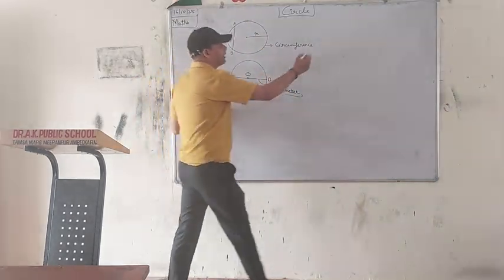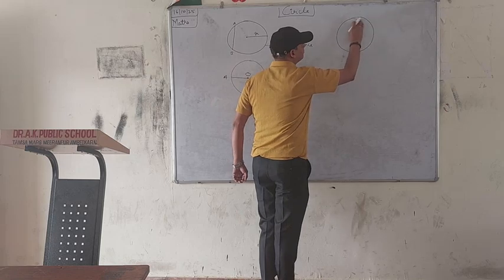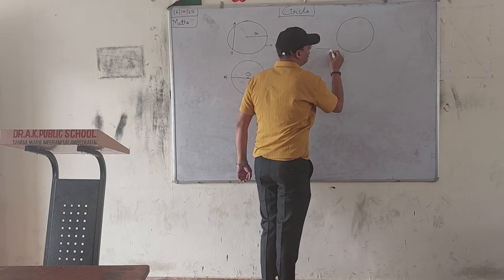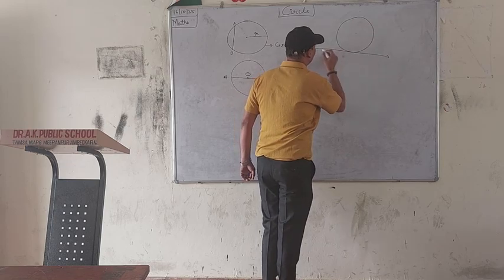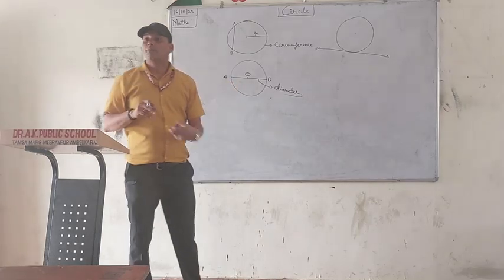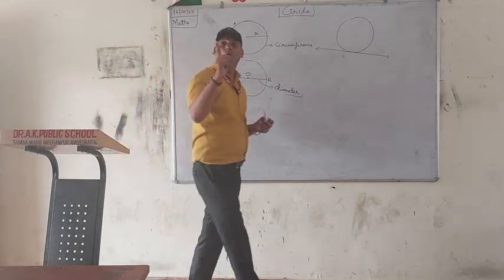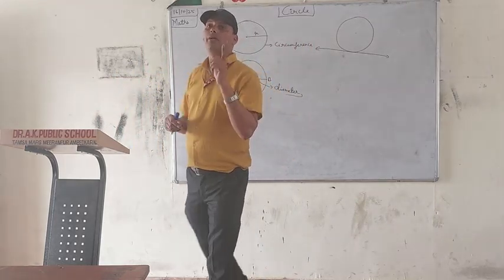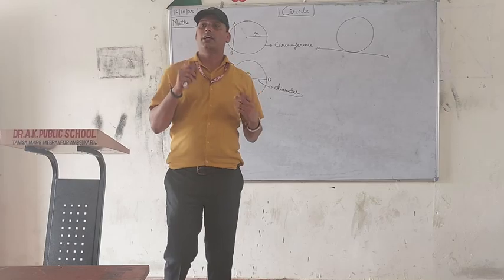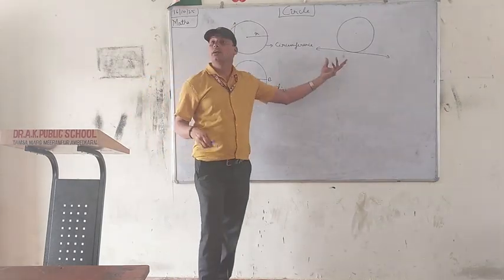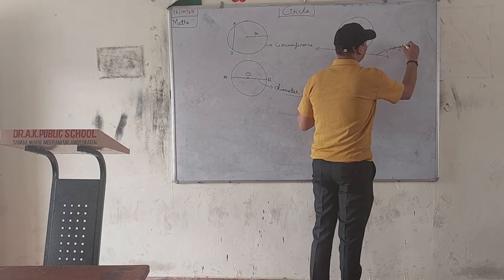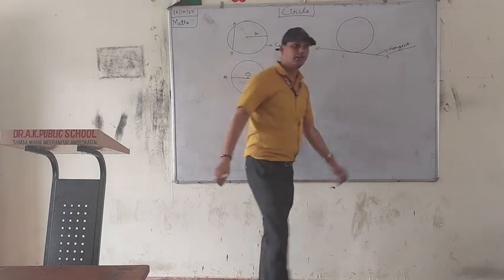We have discussed the tangent. A line passing through only one point of a circle is known as the tangent of the circle. Clear?